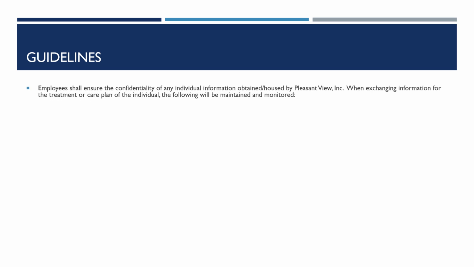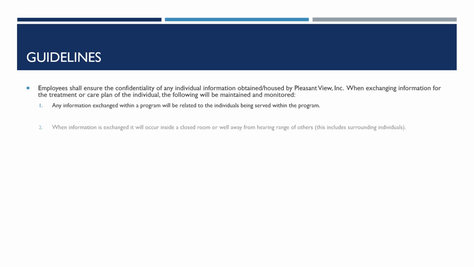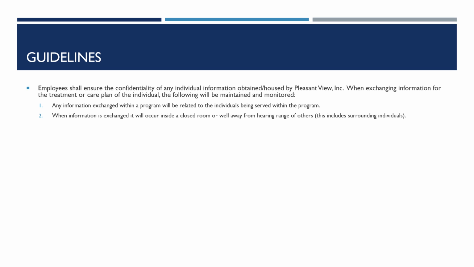So, some of Pleasant View's guidelines to maintain confidentiality and follow all HIPAA standards. Employees shall ensure the confidentiality of any individual information obtained or housed by Pleasant View. When exchanging information for the treatment or care plan of the individual, the following will be maintained and monitored. Any information exchanged within a program will be related to the individuals being served within the program. When information is exchanged, it will occur inside a closed room or well away from hearing range of others. This includes surrounding individuals.